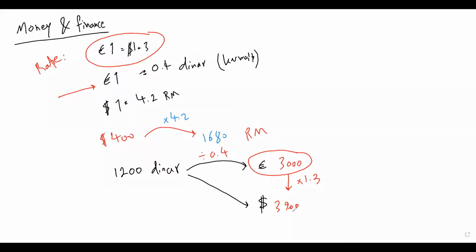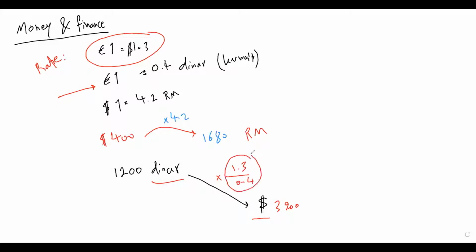However, if the question didn't ask you to find euro first, so basically this path was not there, and they ask you directly to convert from dinar to US dollar, you know that you should divide it by 0.4 and then multiply it by 1.3. In other words, you can multiply it directly by this fraction, 1.3 over 0.4. So this should give you US dollar directly. So this is one type of question that you come across.